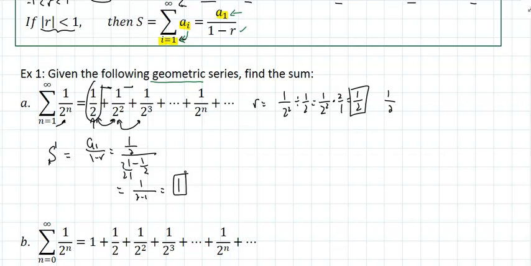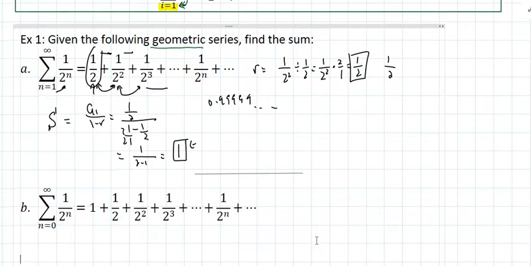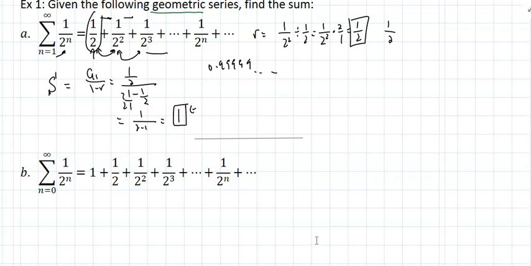a 1. If you add a half plus a fourth plus an eighth all the way up, you will get a 1. Now, if you get your calculator and add the first 20 terms, you'll get 0.99999. The only way you would reach 1 is if you kept on adding all the way to infinity. That's the catch. But if you were able to reach that, you will get a 1. Notice the next part, or the next example, looks very much like the first example. r is still 1/2.